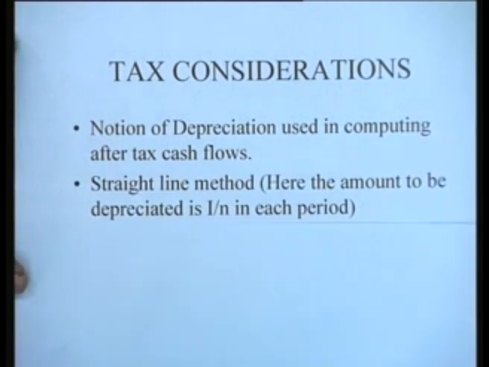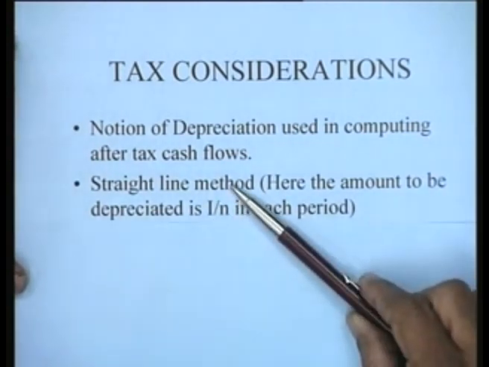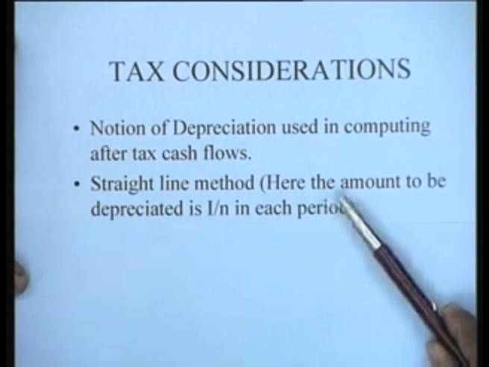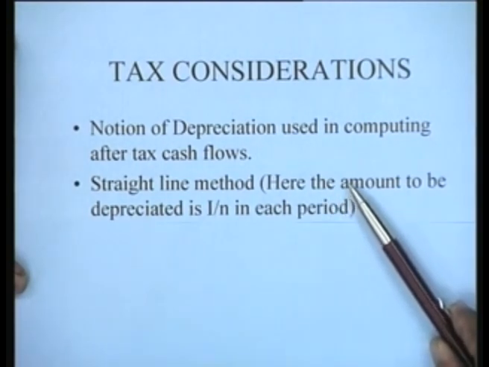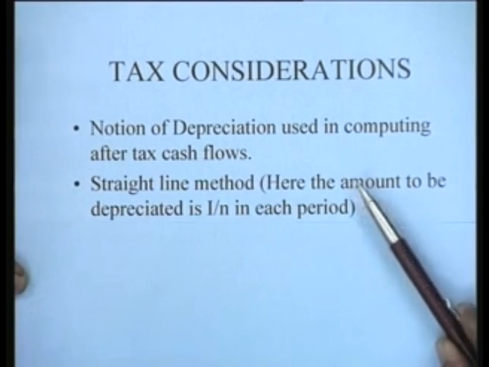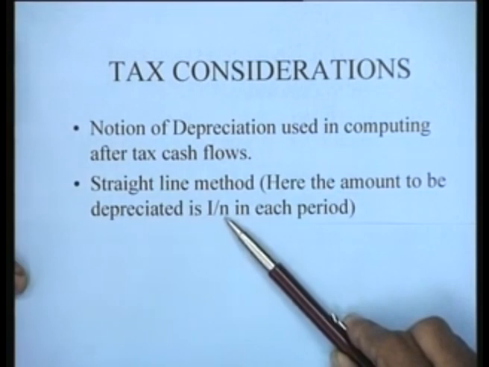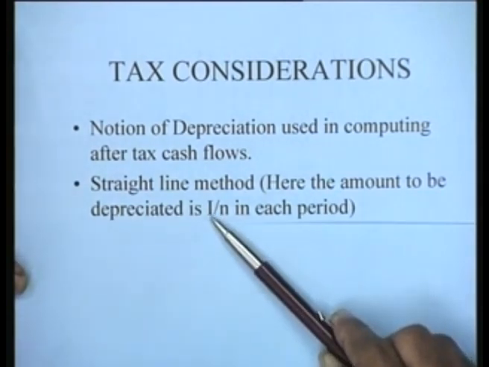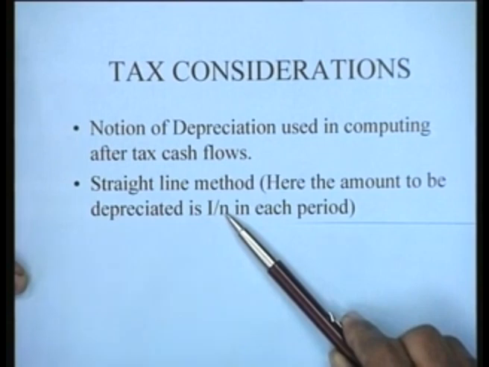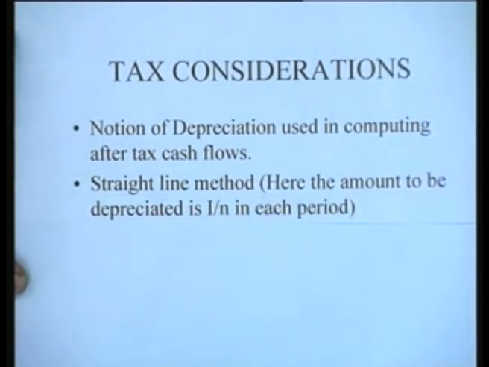Typically, the most commonly used method of depreciation is the straight line method, which assumes that the amount depreciated in each period is the same. So if the investment I is to be depreciated in n periods, in each period the amount to be depreciated will be I by n. This is what we mean by the straight line method of depreciation. It assumes uniform depreciation, so the fall in value of the asset or the project follows a simple straight line.